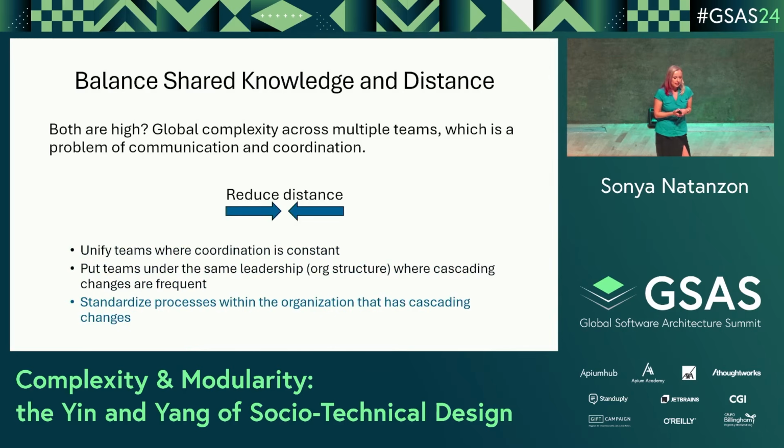Last but not least, standardized processes within the organization that have cascading changes. If all teams have different processes, that is just more friction. And I don't care what those processes are: communication, software deployment, approval, whatever processes exist, if you make them all the same, it will go a lot faster team to team. And notice a lot of these things are addressing that very visible slowness manifestation of social complexity.